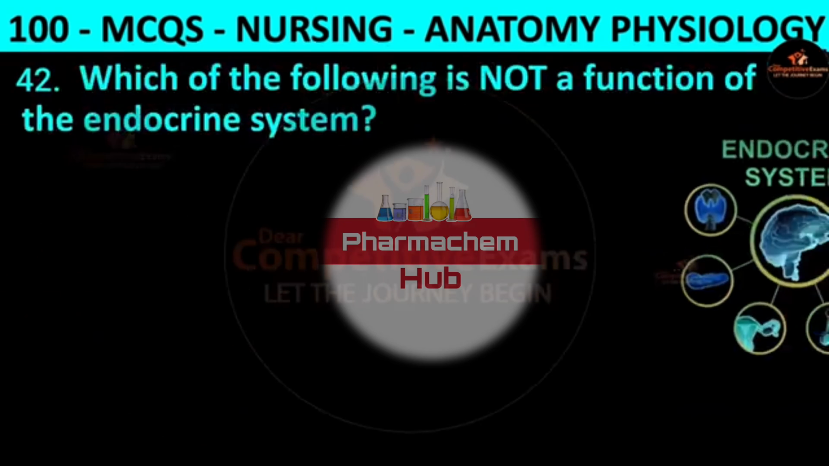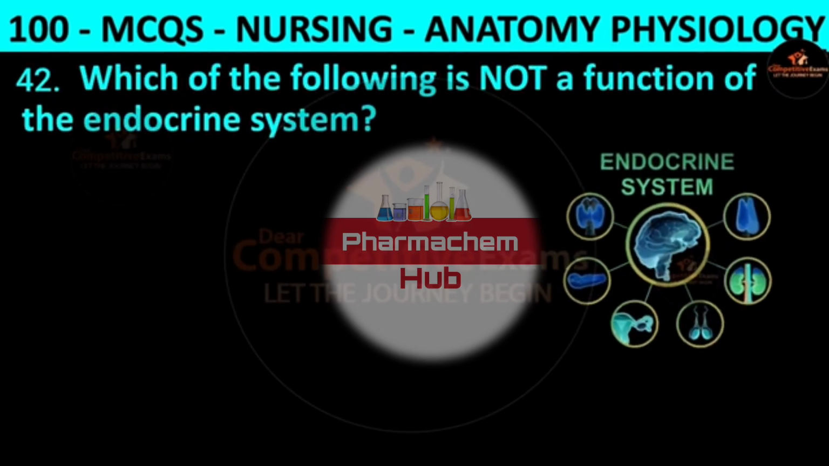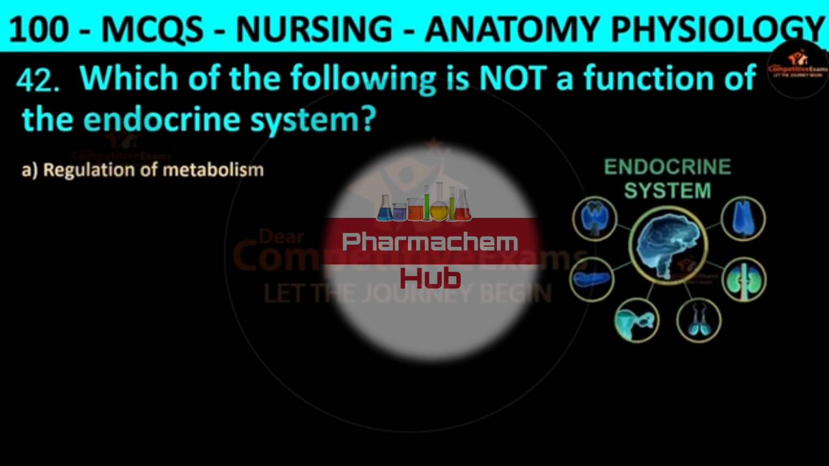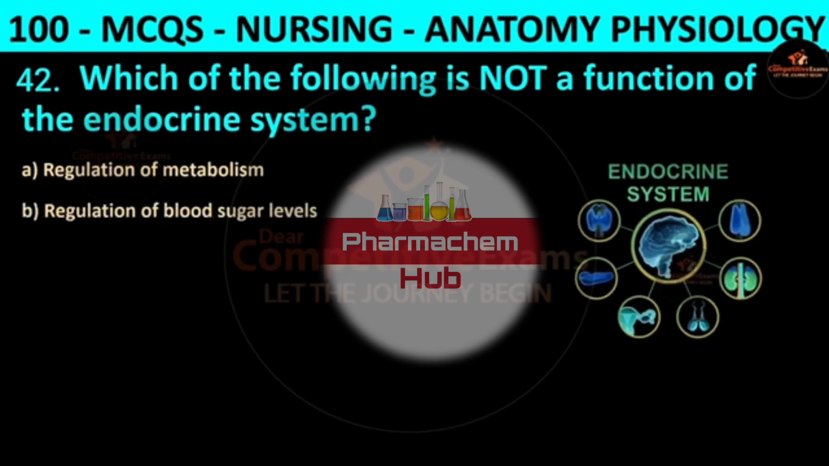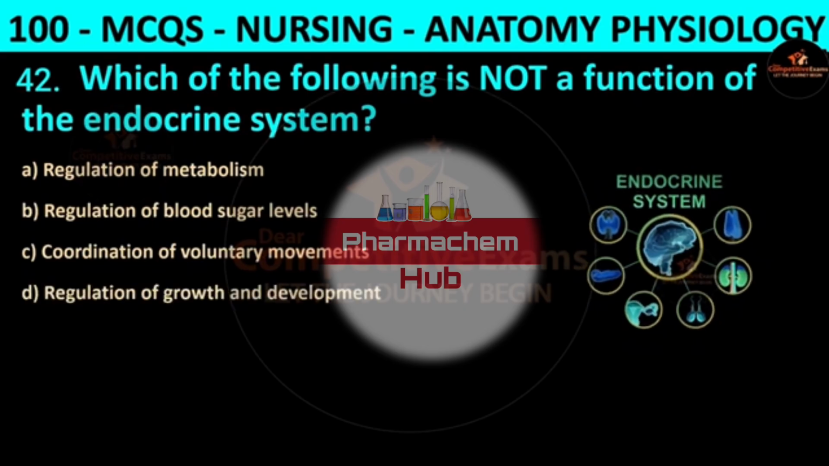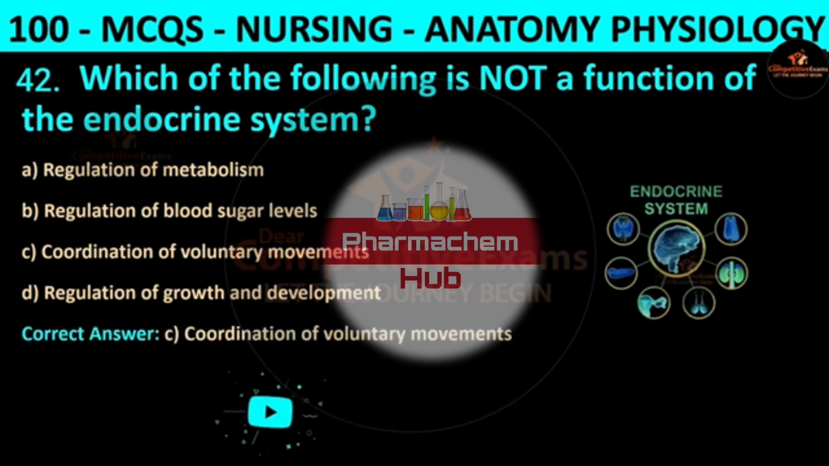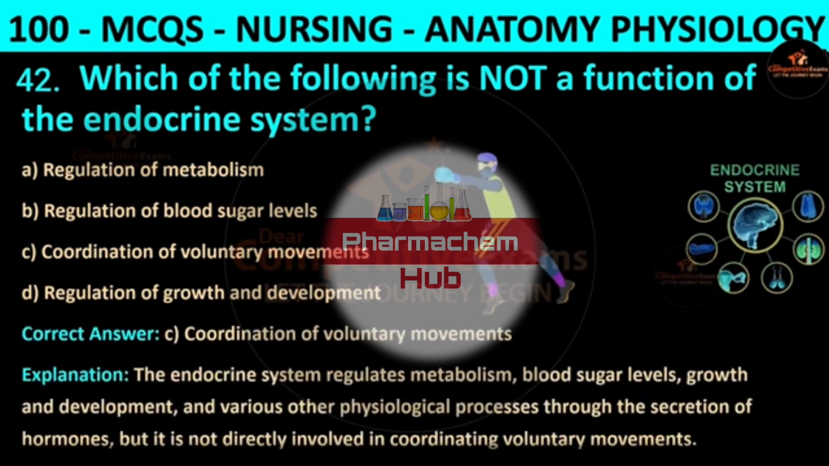Question number 42. Which of the following is not a function of the endocrine system? The options are regulation of metabolism, regulation of blood sugar levels, coordination of voluntary movements, or regulation of growth and development. The correct answer is C, that is coordination of voluntary movements. The endocrine system regulates metabolism, blood sugar levels, growth and development, and various other physiological processes through the secretion of hormones, but it is not directly involved in coordinating voluntary movements.